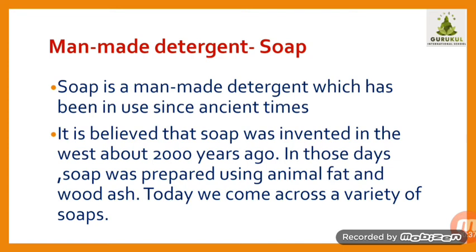Soap is a man-made detergent which has been in use since ancient times. It is believed that soap was invented in the West about 2000 years ago, but in those days soap was prepared using animal fats and wood ash. Today we come across a variety of soaps. You are familiar with the variety of soaps. As I told you, in the market different types of soaps are available.